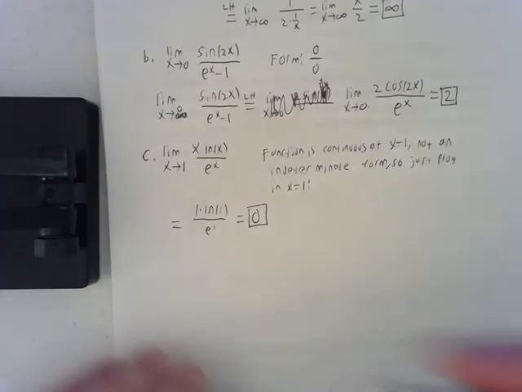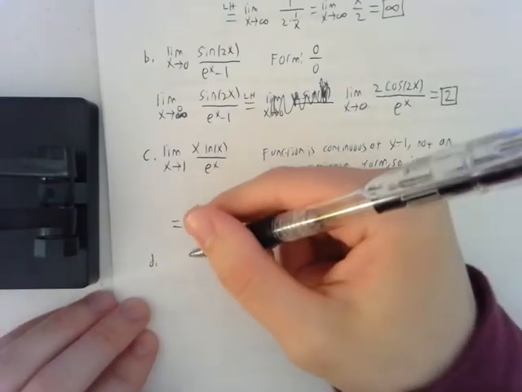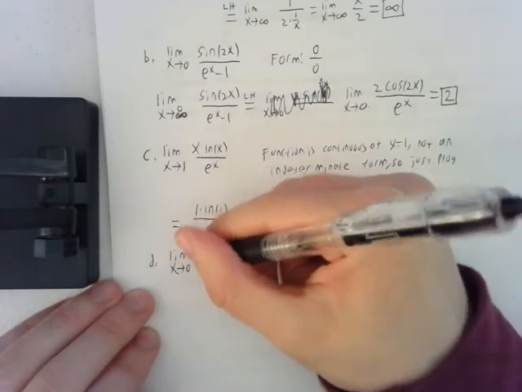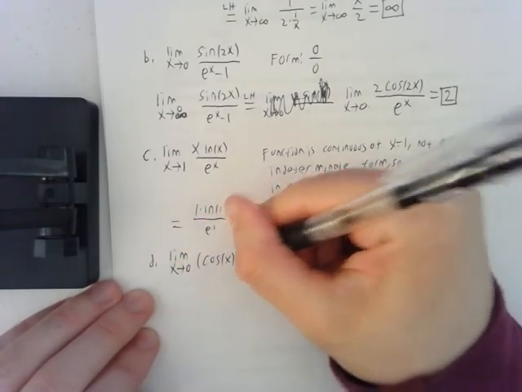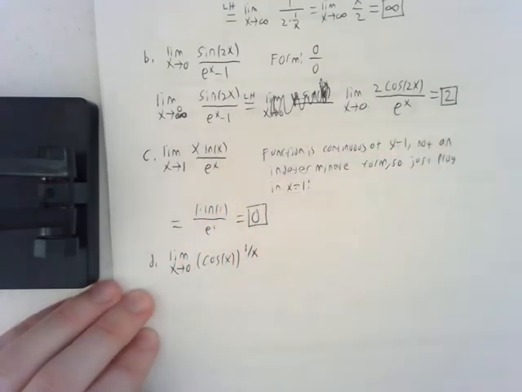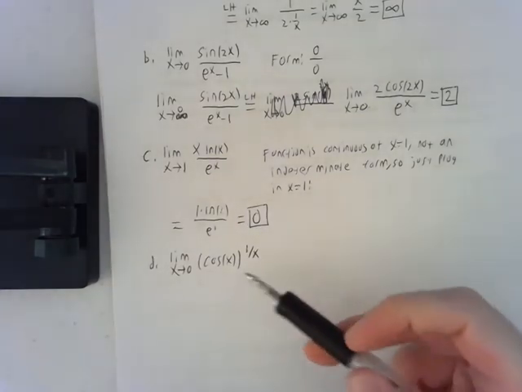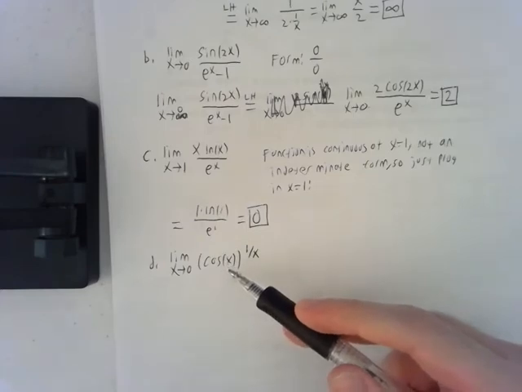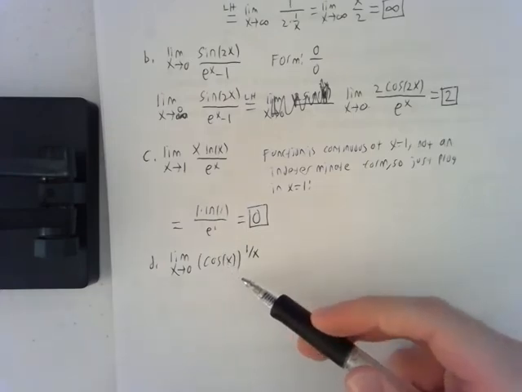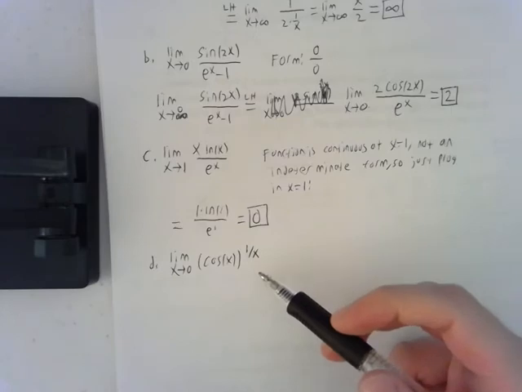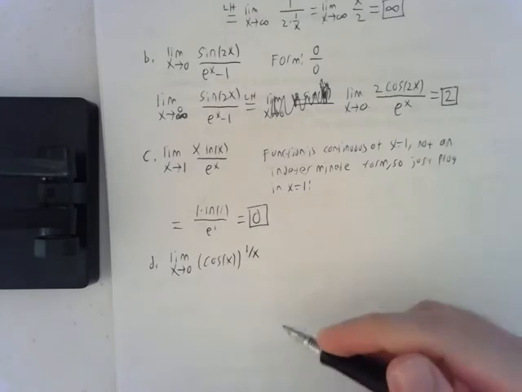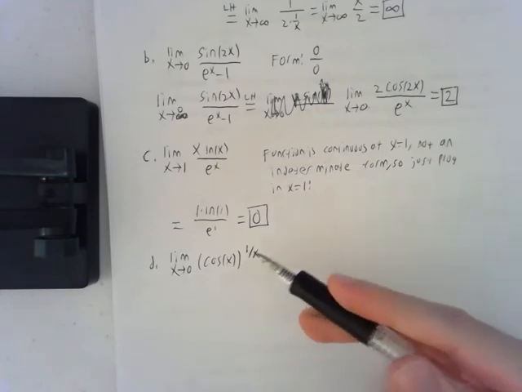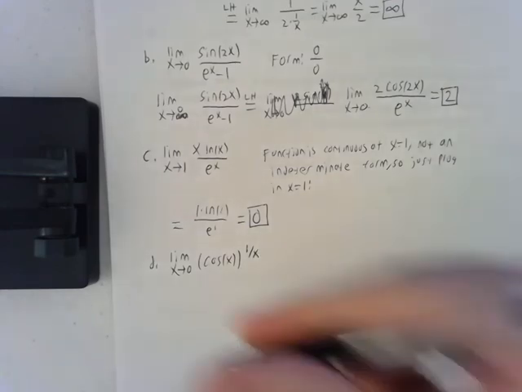Okay, so the last problem was the trickiest one. We had the limit as x goes to 0 of cosine of x raised to the power 1 over x. If x goes to 0, this exponent goes to infinity, and cosine approaches 1. So this looks like 1 to the infinity. That's an indeterminate form, but this doesn't look like something we can apply L'Hopital's rule to right away. So first we have to do a little trick.